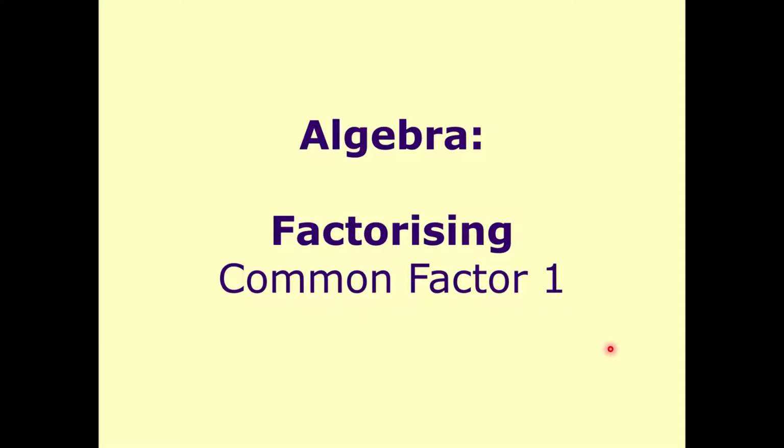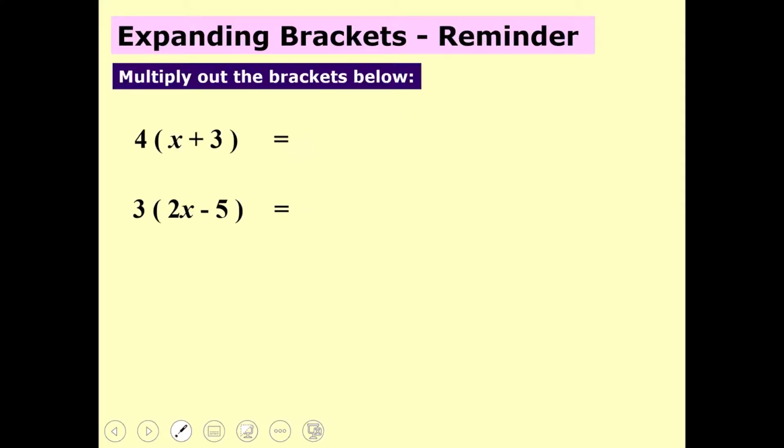So today we're going to be looking at factorising, and we're going to be factorising using a common factor. So we're first going to remind ourselves of expanding brackets because factorising is a lot to do with brackets, okay? So if we were to expand these brackets or multiply them out, we multiply all the terms on the inside of our bracket with whatever term is on the outside of the bracket.